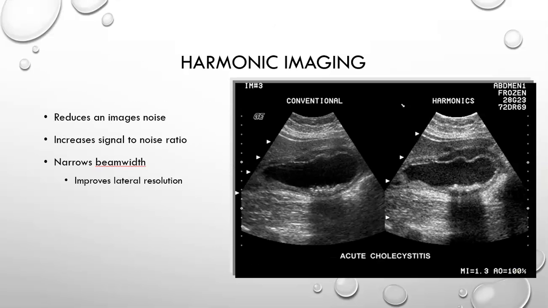Harmonic imaging is a really nice technique which reduces image noise. It increases the signal to noise ratio. It narrows down your beam width and certainly improves lateral resolution. It can also improve axial resolution and elevational resolution. So it's a really good technique, but it doesn't always work. So how do you tell if harmonics is working correctly for you? You turn it on. If the picture got better, great. If it didn't, you turn it off and you say harmonics doesn't work. It's that simple.